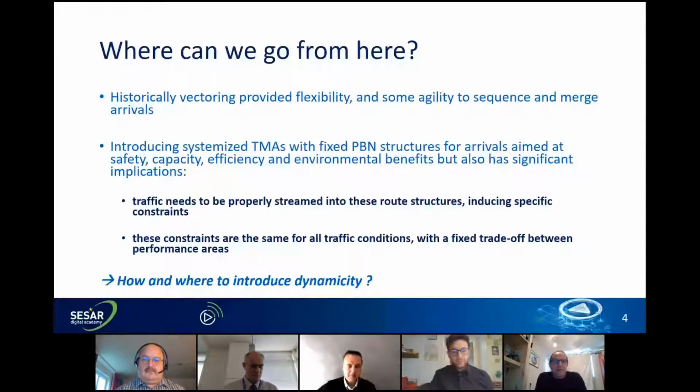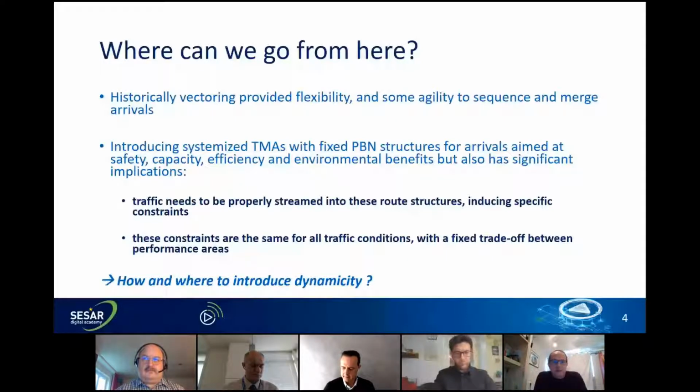We've seen that with PBN, there has been an installation of systematic or systemized TMAs. However, the traffic needs to be streamed into the route structure. This means that there are specific constraints to be applied to this traffic. And also the constraints are the same, whatever the traffic conditions, be it a high peak or low traffic. We have a fixed structure with a fixed trade-off between performance areas, for example capacity versus flight efficiency or environmental impact. The question is, how and where could we introduce more flexibility? How and where could we introduce dynamicity? Next slide.